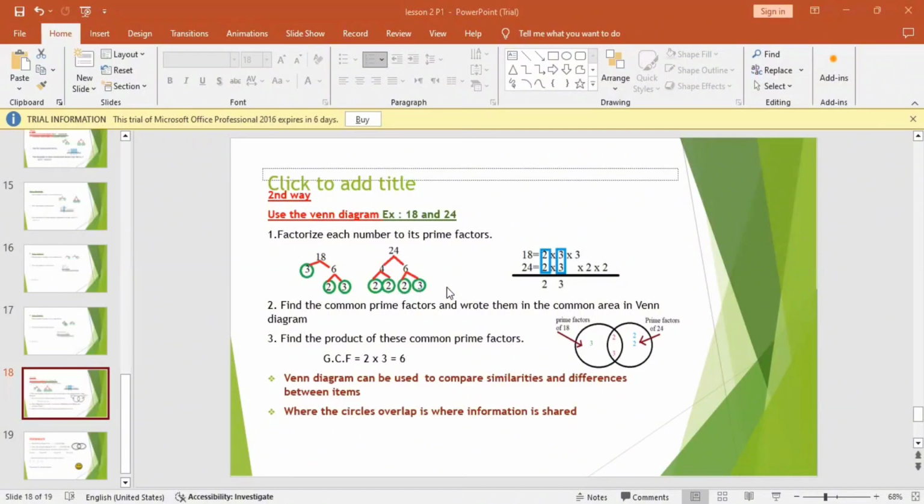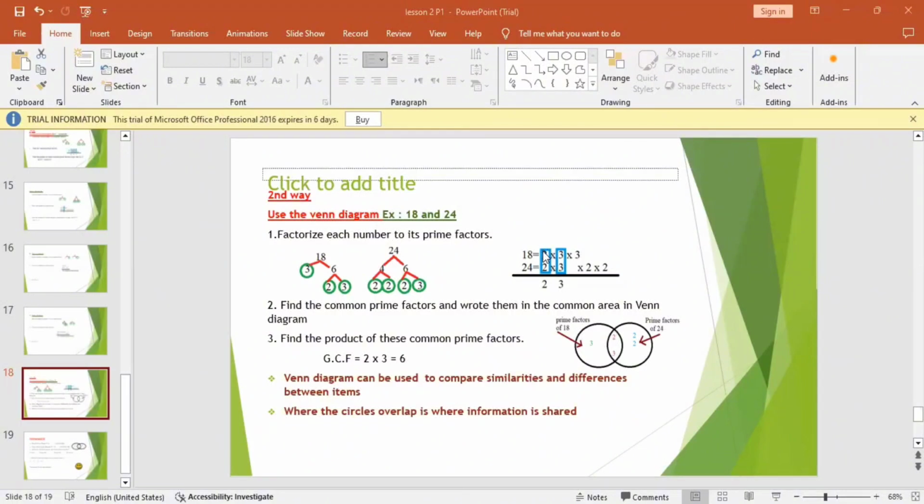How can I write this? I have to write this by putting 2 under 2, 3 under 3, and 2, 2 outside. Now the common here is 2, and the common here is 3. The GCF is when I multiply 2 by 3. How can I show this in a Venn diagram? The prime factors of 18 are 2, 3, 3. But I have here 2 common with 18 and 24. So I will write the common here, 2 and 3.